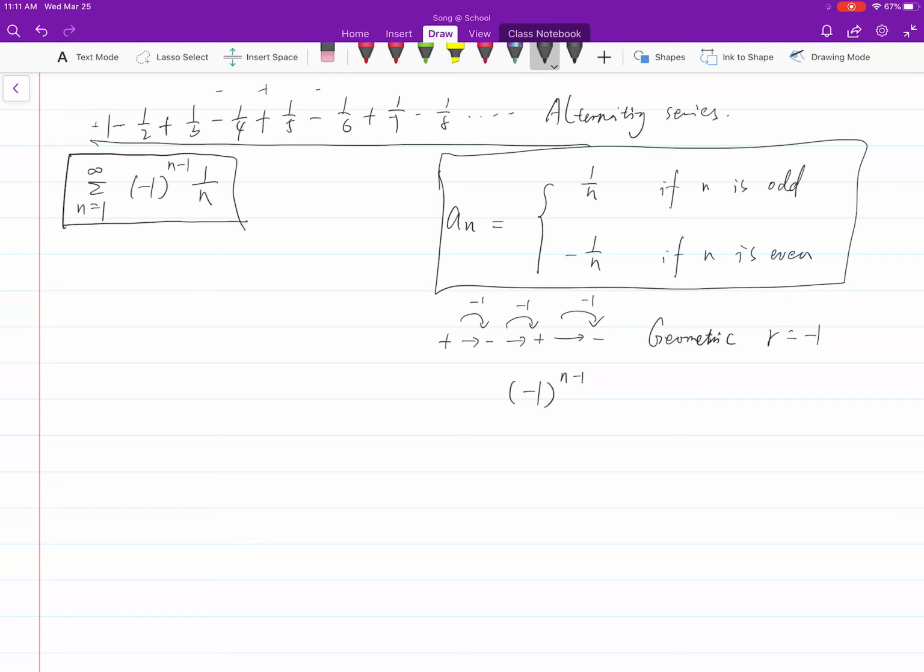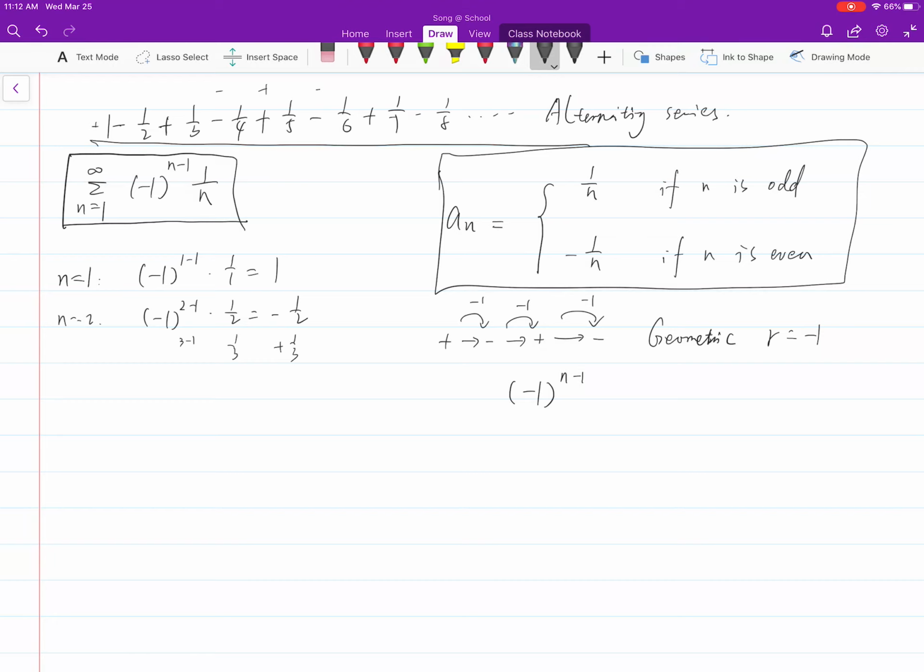If you don't believe it, let's plug in some numbers. n equals 1, which is 1. n equals 2, negative 1 to the 2 minus 1, which is negative 1 to the 1, which is nothing but negative 1/2. And you can see if you go another one, it's 3 minus 1, it will give you a plus. And then, of course, you have a 1/3 and 1/3 here.